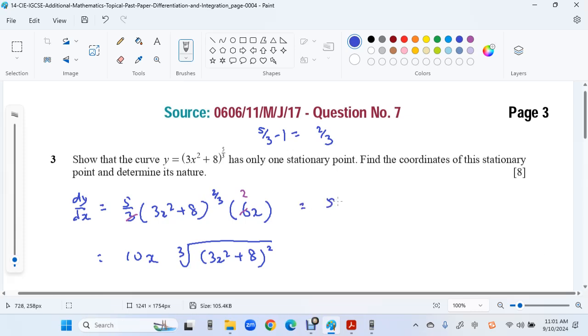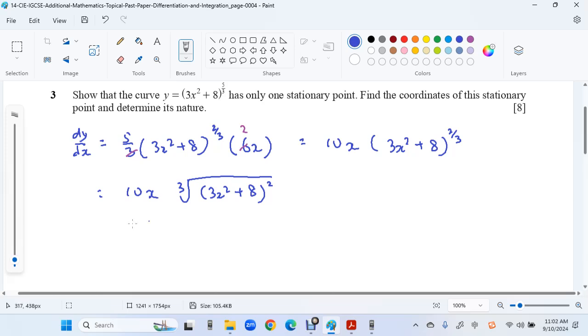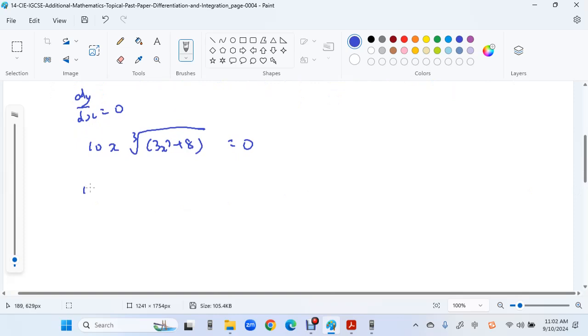Or I can say it is 5 over 3. No, this is 10x times (3x squared plus 8) to the power of 2 over 3. So, a stationary point is where dy/dx equals 0. So we have 10x times the cube root of 3x squared plus 8 equal to 0. So we have 10x equal to 0, x equal to 0.